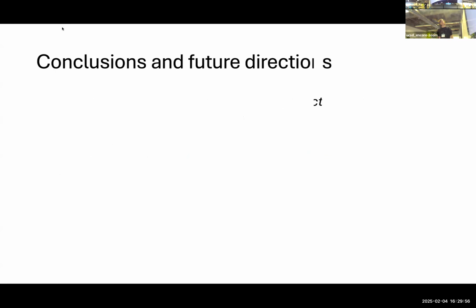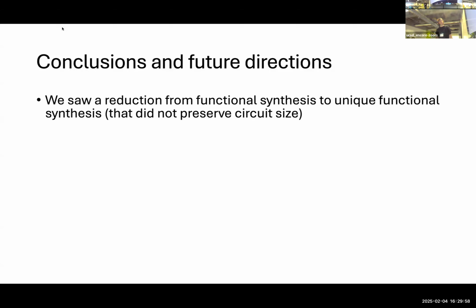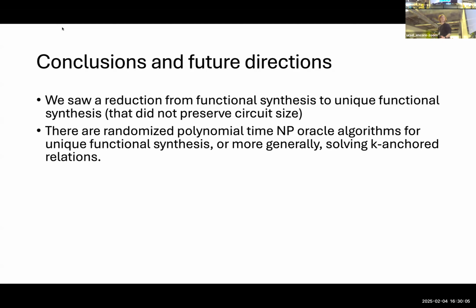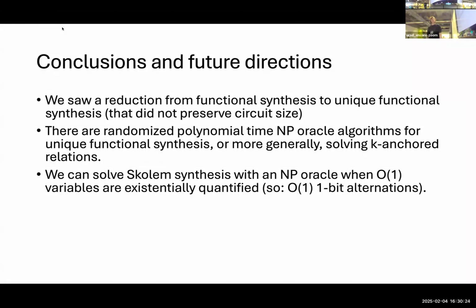All right, to summarize, what were we able to do? We had this reduction from general functional synthesis to unique functional synthesis that did not preserve circuit size. We saw a randomized polynomial-time NP oracle algorithm for solving unique functional synthesis, or more generally, solving these k-anchored relations. And we saw that I could solve Skolem synthesis with an NP oracle when I had only a small number of existentially quantified variables.